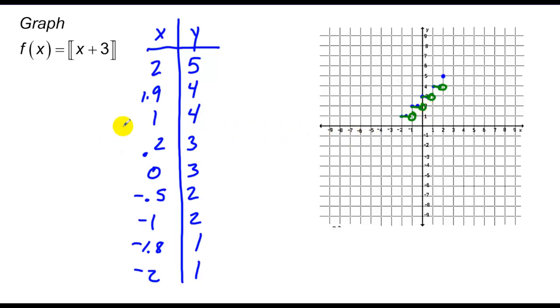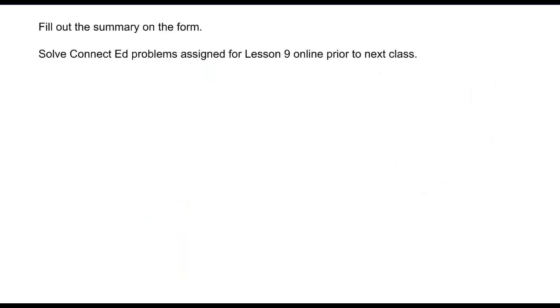So, there are your examples, and I imagine there's going to be some questions, and we'll take care of these tomorrow. Make sure you solve your ConnectEd problems for lesson 9, and we'll move on from there.